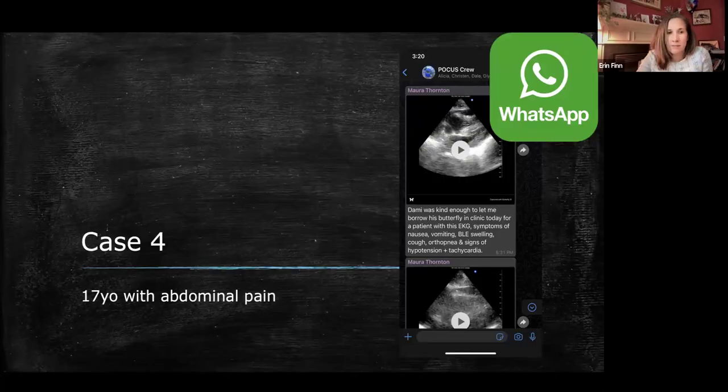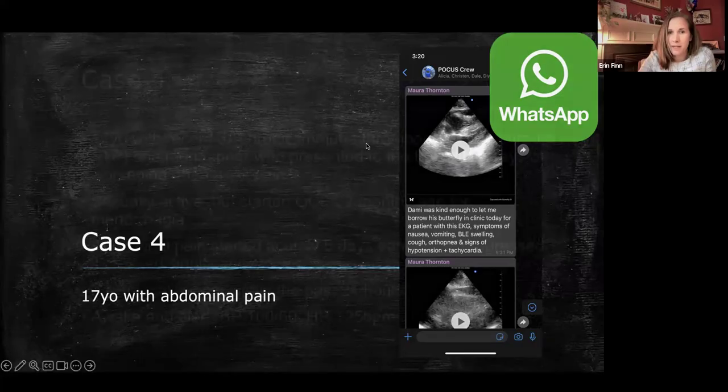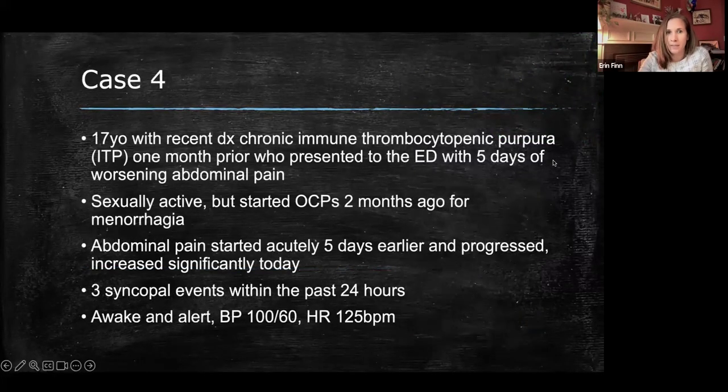The first one is a 17-year-old with abdominal pain. I'm going to have a little bit more history than Ria had in hers. She was recently diagnosed with chronic ITP about a month prior, and she came in with 5 days of worsening abdominal pain. She's sexually active, but she started OCPs 2 months ago and says she's taking them regularly. Her abdominal pain started pretty acutely 5 days earlier and then got worse, specifically today, really, really bad. She also syncopized 3 times in the past 24 hours, which brought her to the emergency department.